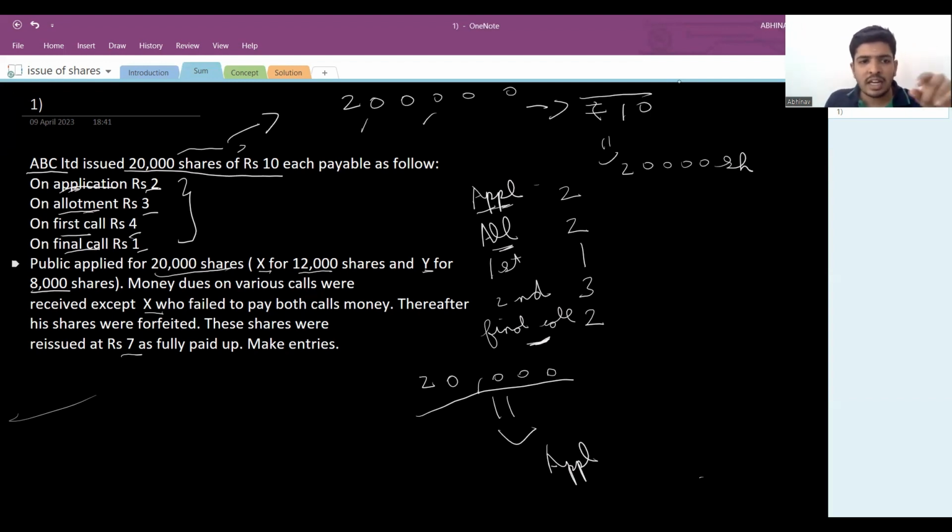Next, money due on various calls was received, except from X, who failed to pay both call money. Thereafter, his shares are forfeited. Now, pay attention. Here, there are two people who applied for shares, right? X and Y. So, there are four installments. One is application. Another one is allotment. Another, first call. And then, the final installment is called the final call.